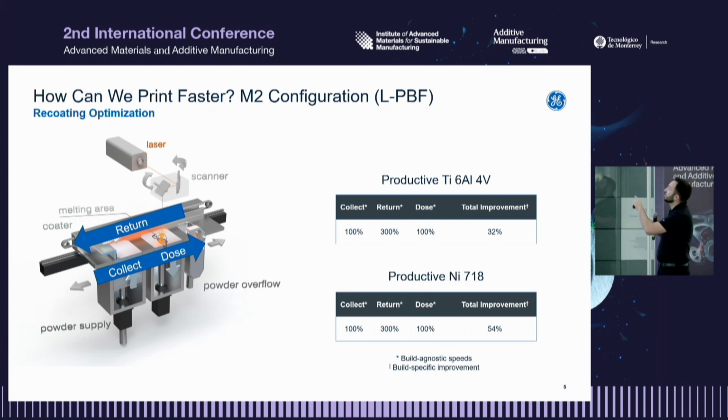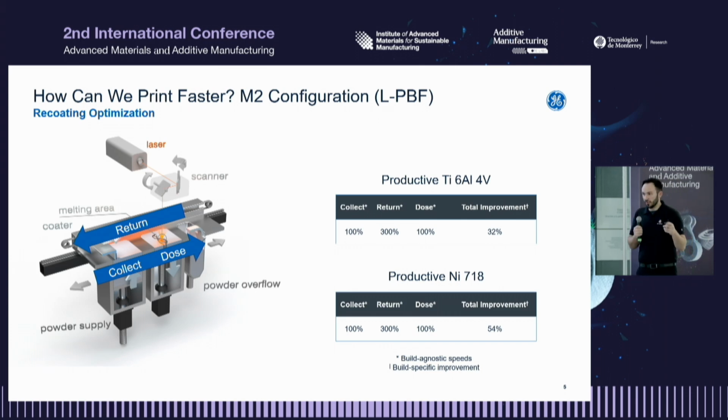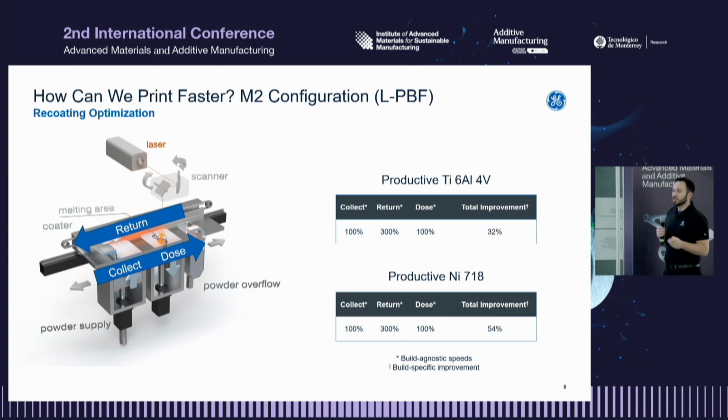Now you'll see the asterisk on there, and it says at the very bottom, that's a build agnostic speed. It doesn't matter what I'm printing, the shape of the thing that's going into the box, it doesn't matter. The speeds are agnostic to what that part is. You'll see that the total improvement column, though, doesn't match up with those 100, 300%. And that's because what's not considered in this effort is what the laser is actually doing. This is just recoating speed. So that one comes with a different asterisk. It's a dagger, I think that's called, for build-specific improvements.